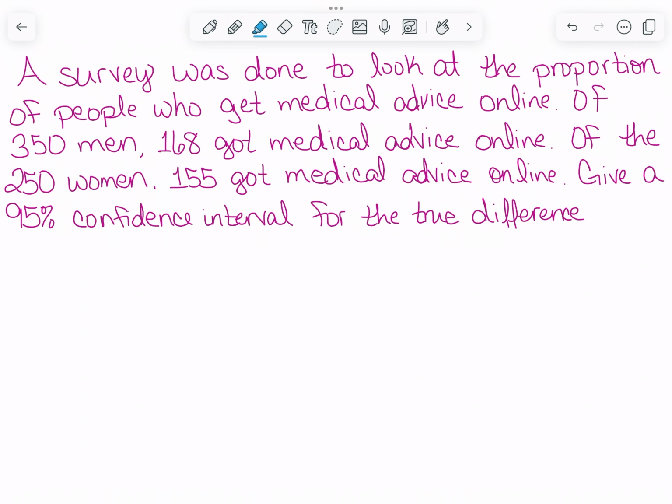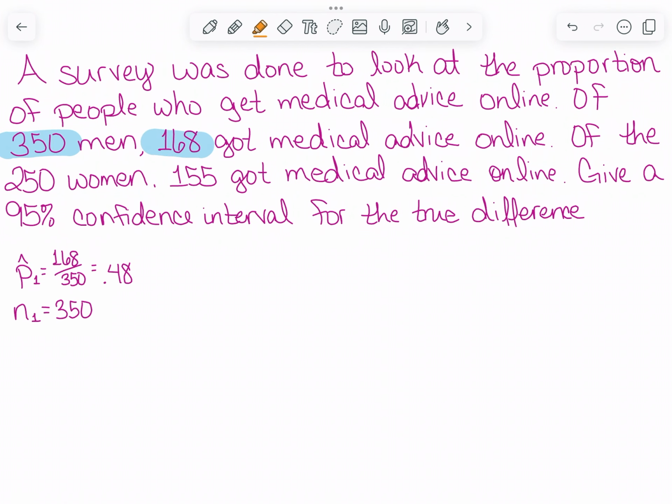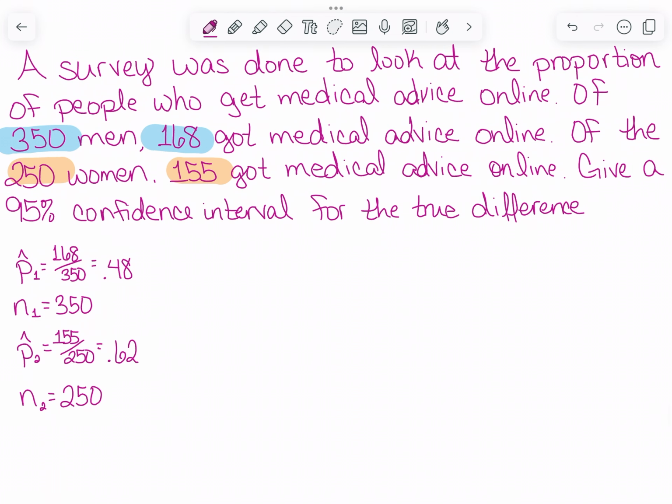Let's start by looking at our first group. We can see 350 total men, 168 got medical advice online. This tells me that p1 hat is 0.48, or 168 over 350, and n1 is 350. For my second group, I had 250 women and 155 got medical advice online. That tells us that p2 hat is 155 over 250, or 0.62, and n2 is going to be 250.